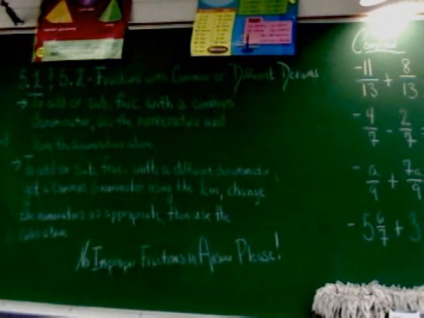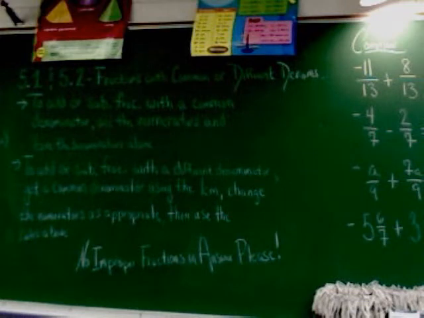Now you can see at the left side of the board I've described the procedures for adding and subtracting both. To add or subtract fractions with a common denominator, remember the denominator is the bottom number, we simply add, or it could be subtract, the numerators, and of course we leave the denominators alone. That really should not be the most difficult part of the thing.